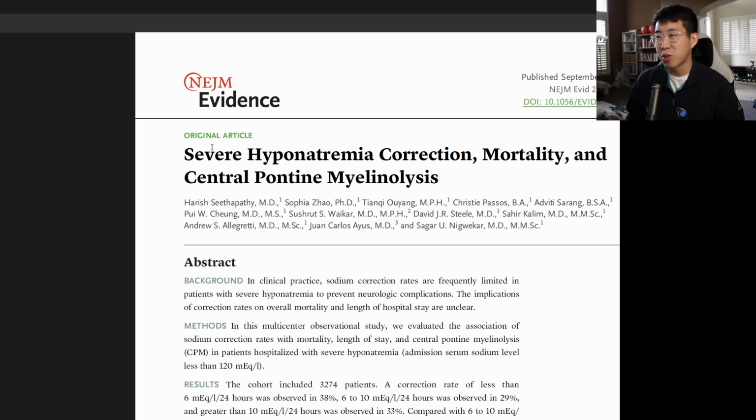Is it possible that we are being too cautious when correcting hyponatremia? And what truly is the risk of central pontine myelinolysis when correcting sodium? We were actually looking at a pretty interesting article, published in the New England Journal of Medicine.